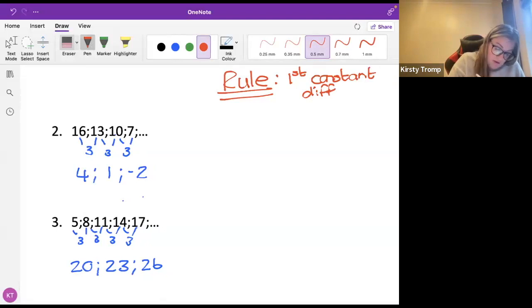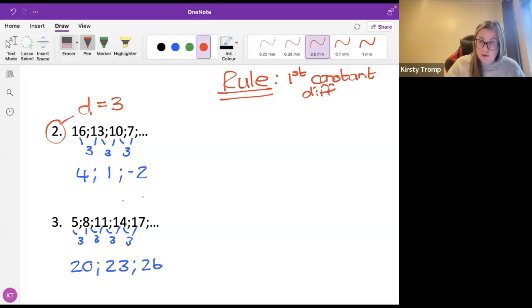All right, so in this one, number 2, what's the constant difference each time? The constant difference is 3. Okay, so last week we saw that when we're looking to find out what the rule is, we look for the constant difference, and so we see the constant difference is 3.